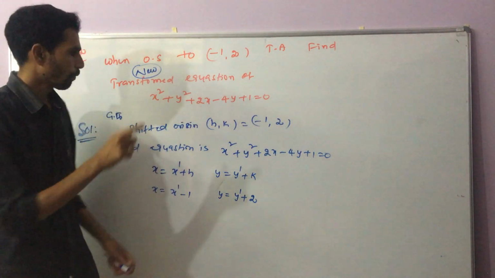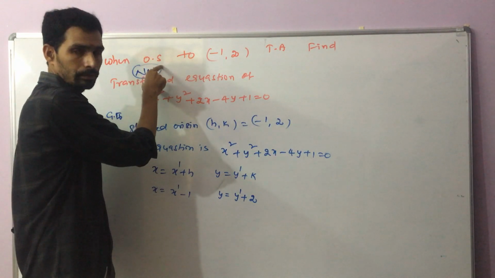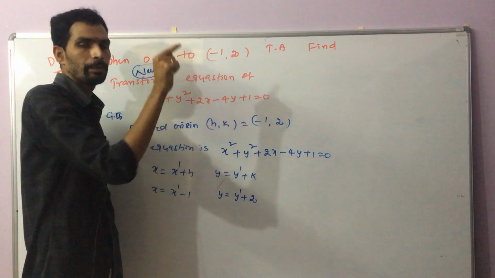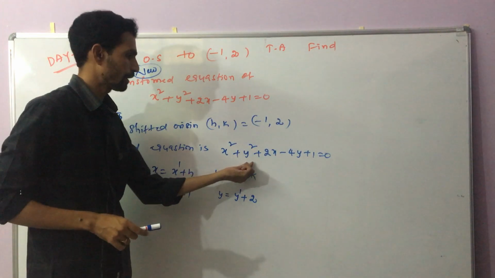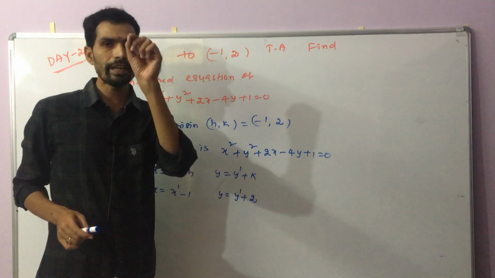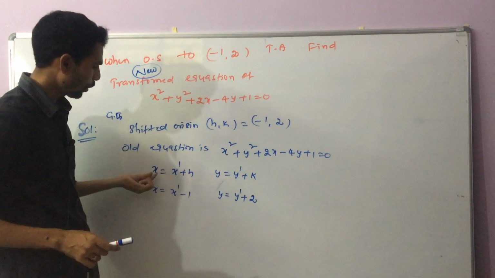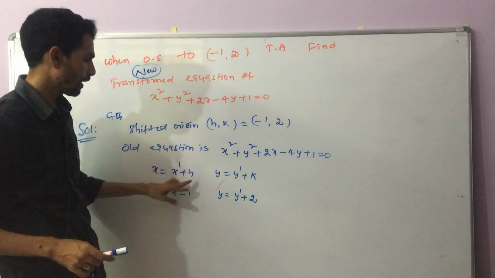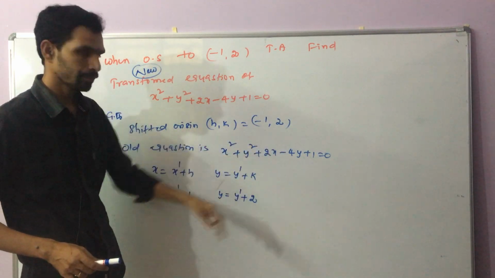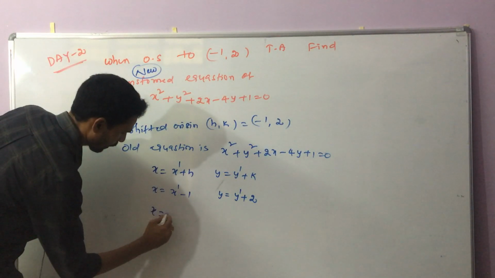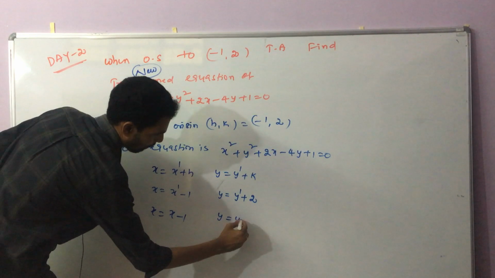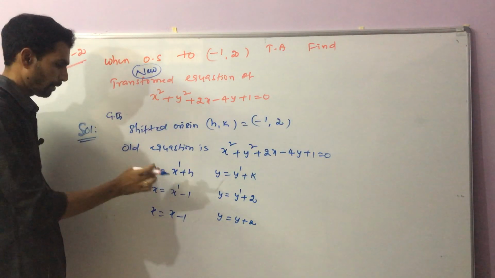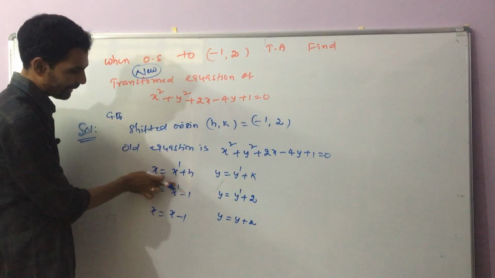Once again I will repeat. You want the new equation. The given equation is the old equation, which means x comma y only, so writing x square plus y square plus 2x minus 4y plus 1 equal to 0. The old equation can satisfy only old points. The formula is x is equal to x dash plus h, y is equal to y dash plus k, with h value minus 1 and k value plus 2. Now substitute x is equal to x minus 1, y is equal to y plus 2, only to remove the dash, just for simplification.